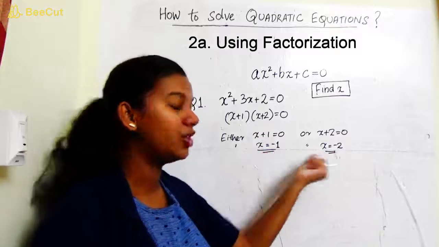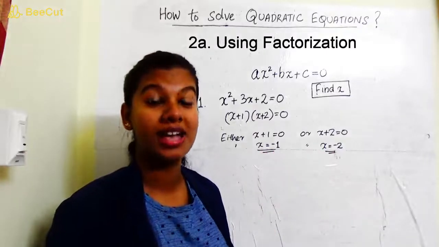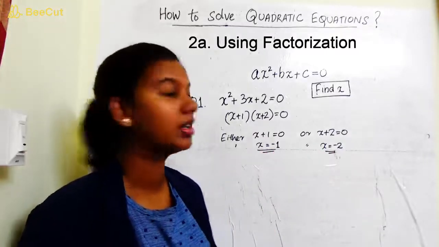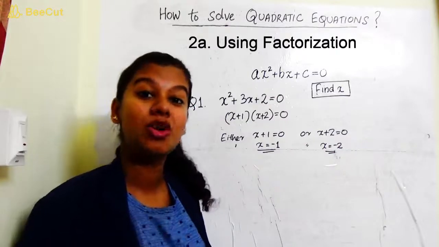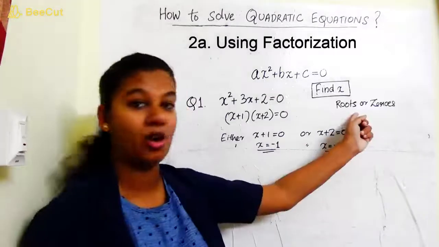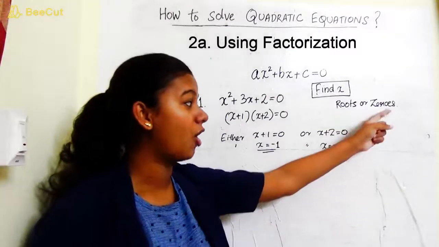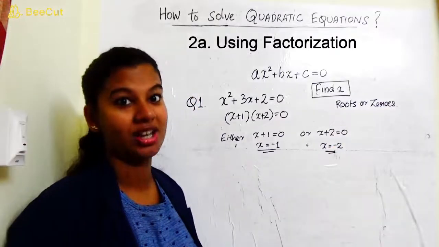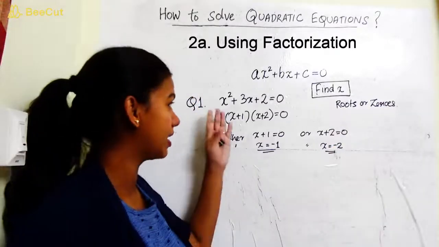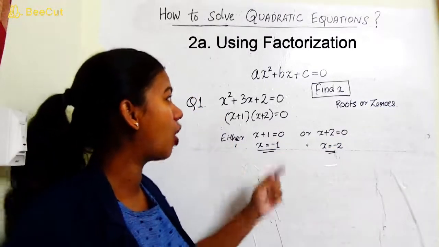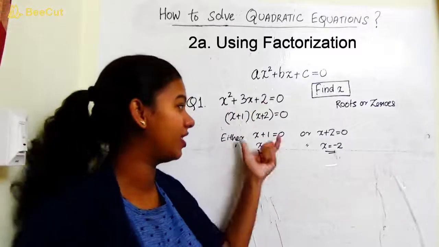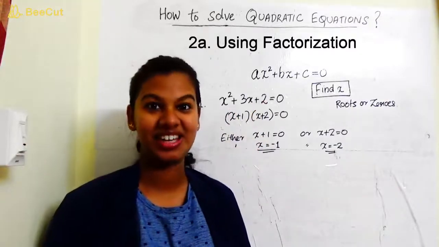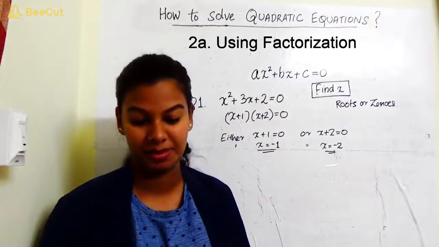This value of x is also known as the root of the quadratic equation, or the zeros of the quadratic equation. It's also known as the roots or the zeros of the quadratic equation. So this is the method of solving a quadratic equation: if we can factorize it, we can solve it in this way. Now let's see the next example.